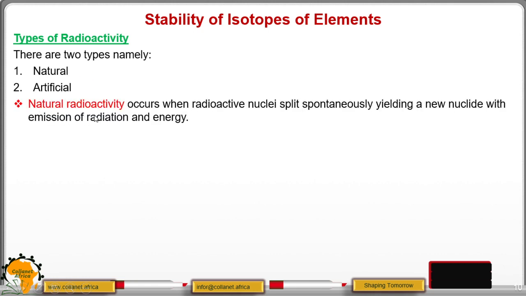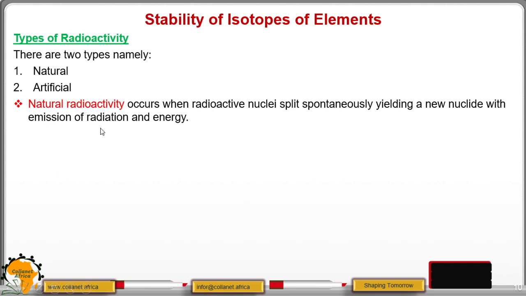Now when we come to natural radioactivity, this one occurs when a radioactive nuclide splits spontaneously, yielding a new nuclide with emission of radiation and energy. In other words, this is a process that is occurring naturally. It is a radioactive nuclide that is splitting spontaneously, randomly, and it gives up a new nuclide which has a different composition. And in the process, there is emission of radiation and energy.